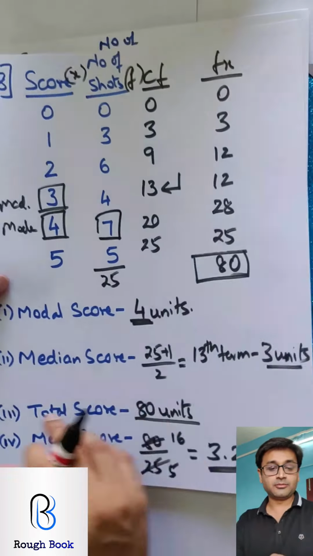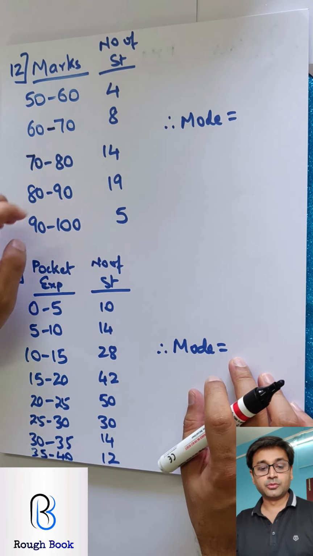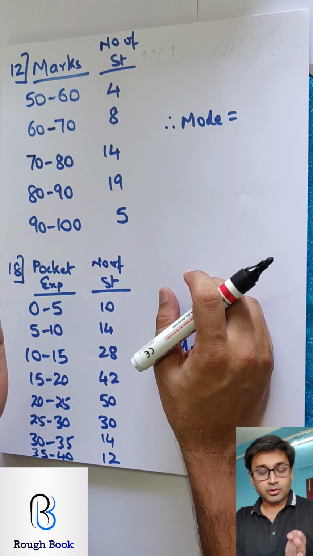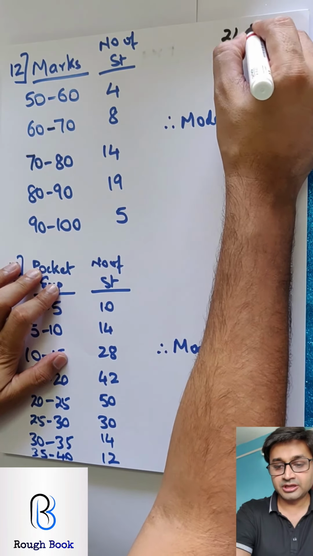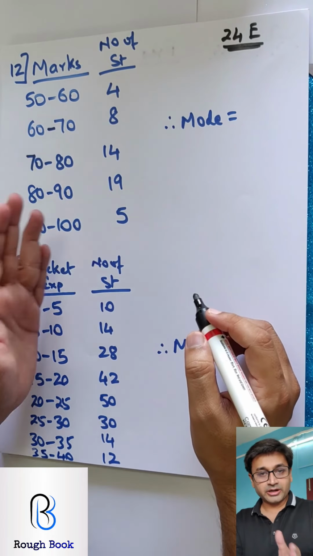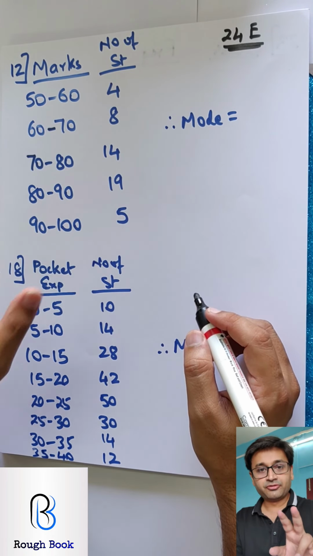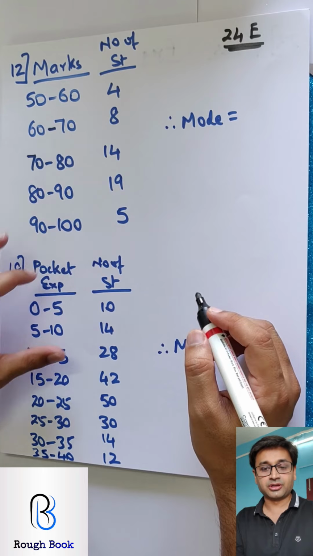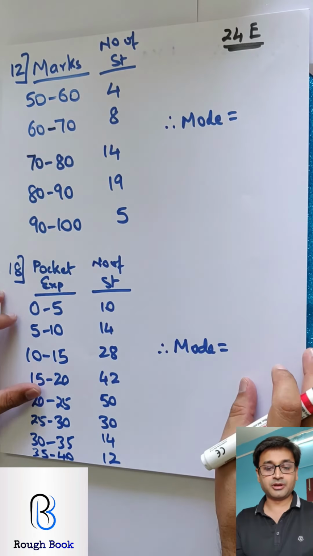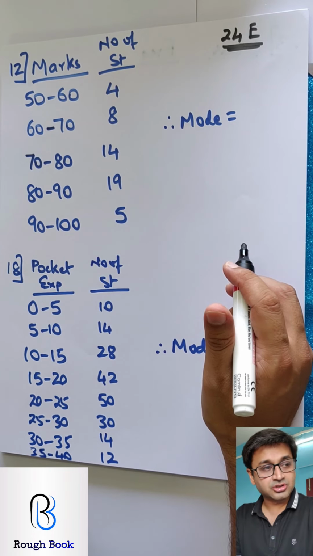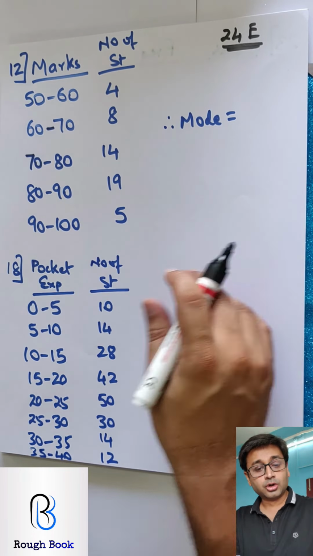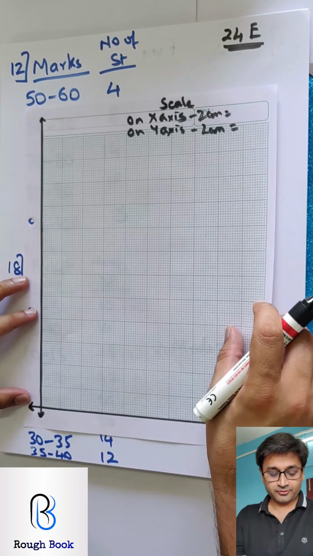Let's take one more sum on histogram, and I'm sure you will tackle it. Now we are going to go to exercise E. This is your exercise 24E. We'll come back to 24D with a few more sums later. First I want you to try this 24E, sum number 12. Come on, begin. Again the graph sheet, draw the histogram since it's a grouped frequency table starting from 50.